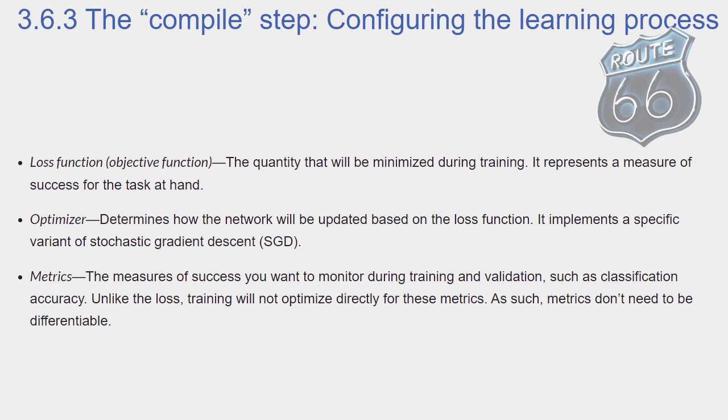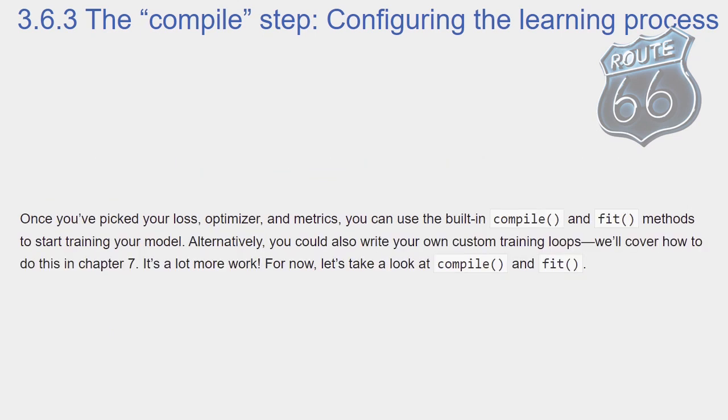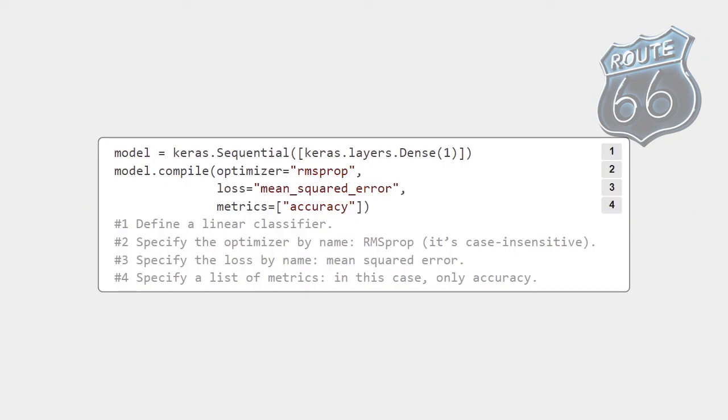Metrics. The measures of success you want to monitor during training and validation, such as classification accuracy. Unlike the loss, training will not optimize directly for these metrics. As such, metrics don't need to be differentiable. Once you've picked your loss, optimizer, and metrics, you can use the built-in compile and fit methods to start training your model. Alternatively, you could also write your own custom training loops. We'll cover how to do this in Chapter 7. It's a lot more work. For now, take a look at compile and fit.